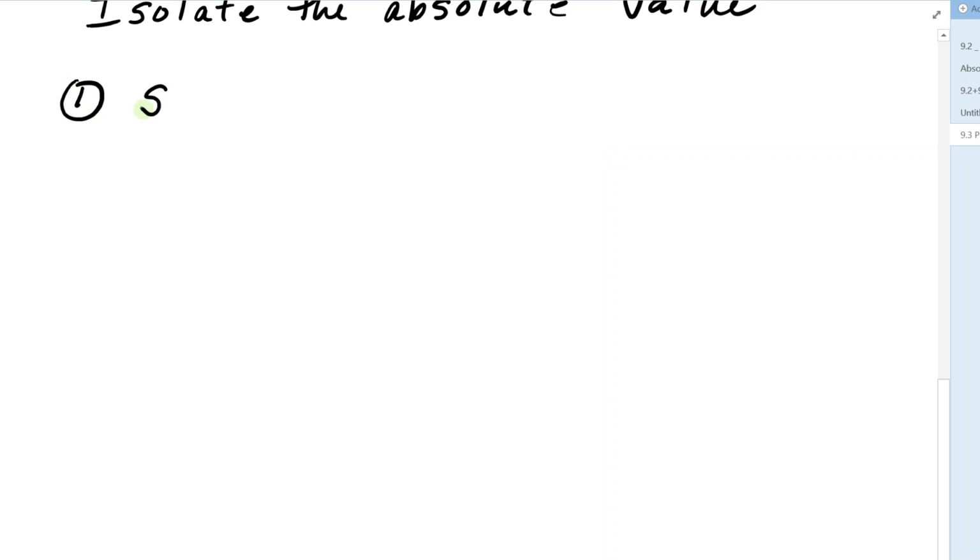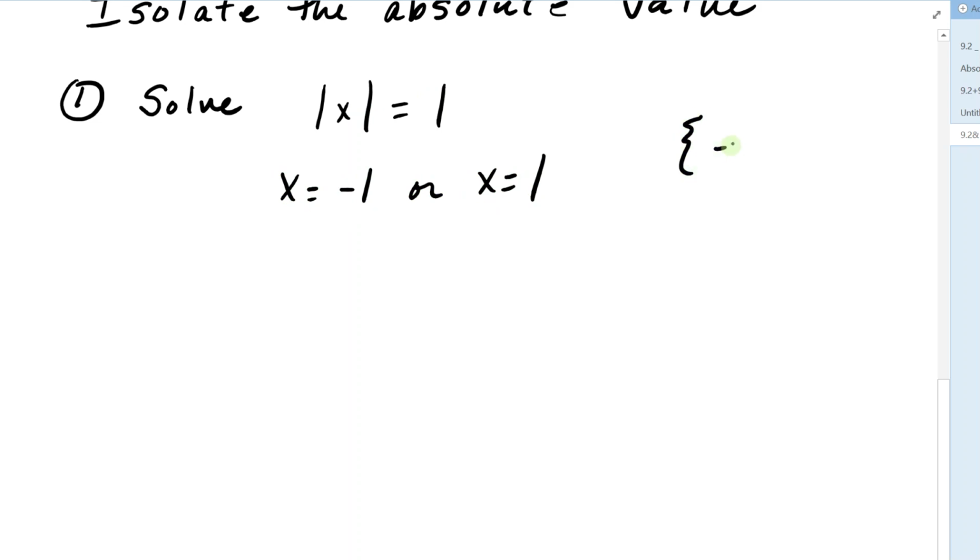Number 1 says to solve absolute value of x is equal to 1. Because it's isolated and it's equal to 1, then I know x is equal to -1 or x is equal to +1. -1 and +1, those are the solutions. I've said it already, but it's important to note that there is no particular order that you need to do those. I think when I did it earlier, I had the positive first.